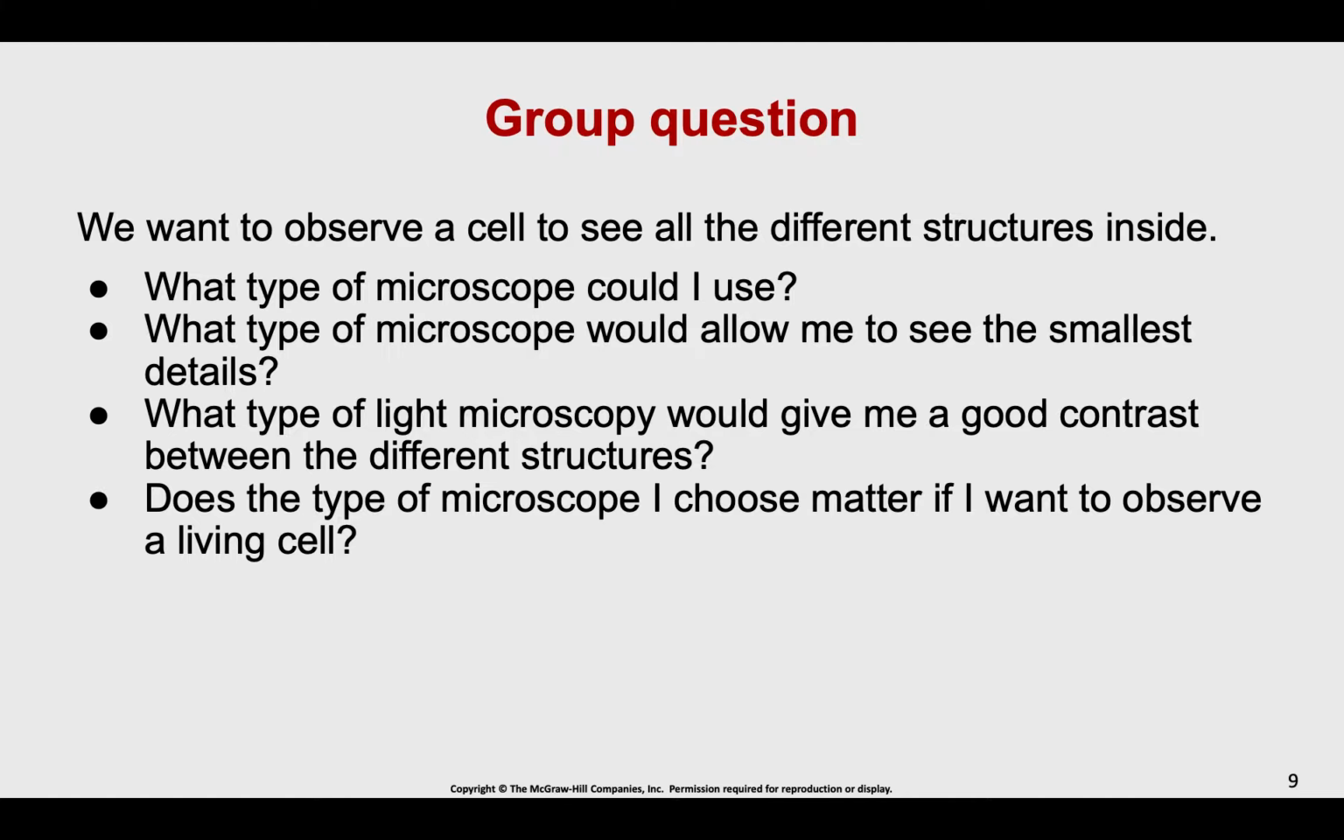Electron. Yeah, exactly. Kind of just answered that for you. What type of light microscopy would give me a good contrast between the different structures? We can use fluorescent microscopy. Some of the other ideas that were shouted out earlier, we could use the DIC, we could use the phase contrast. They're going to give us more of a contrast in our cell than just a basic light microscopy.